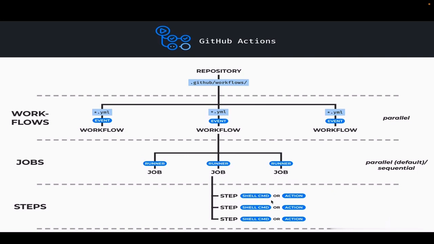Jobs can also be configured to run in parallel. This allows multiple tasks to be executed simultaneously, which can reduce the overall execution time of the workflow. In the diagram, you can see that there can be multiple workflows, which can run in parallel, while the jobs contained in a workflow can run in parallel or sequentially. By default, they run in parallel, while the steps inside a job run sequentially. And this workflow is present in the .github/workflows directory.